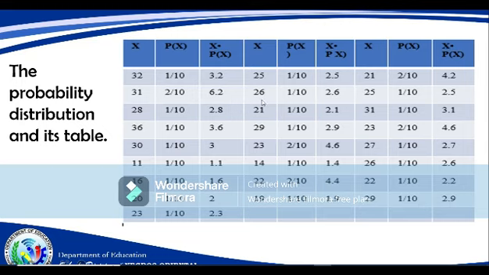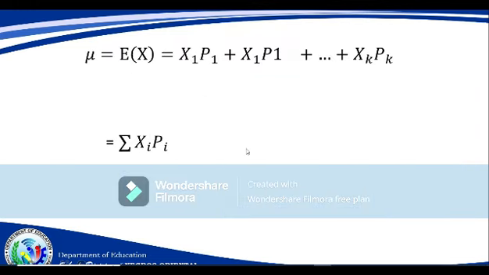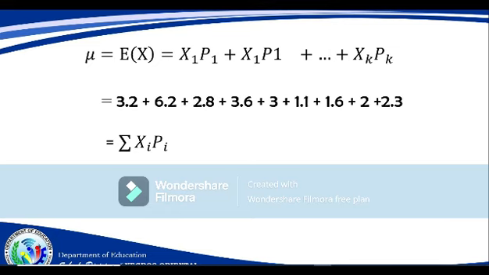Okay, I hope you understood how we construct this table. Let us continue. Now to solve for the mean, all you have to do is add. Look at that. So you have 3.2 plus 6.2 plus 2 until 2.3.